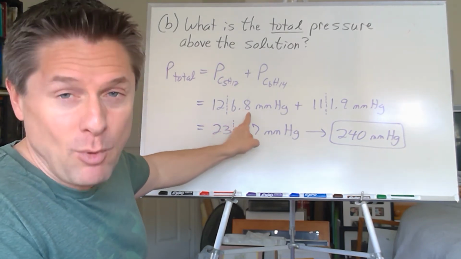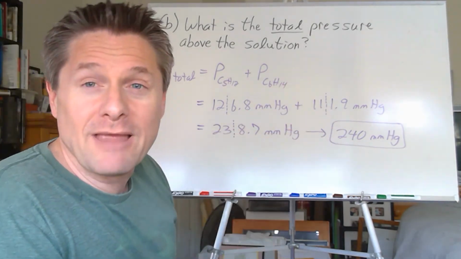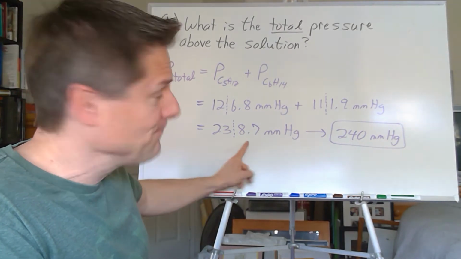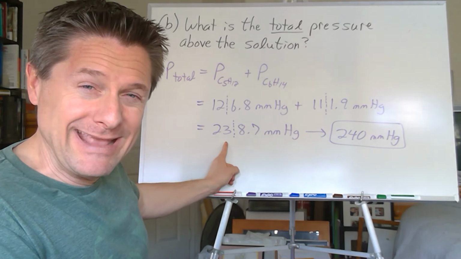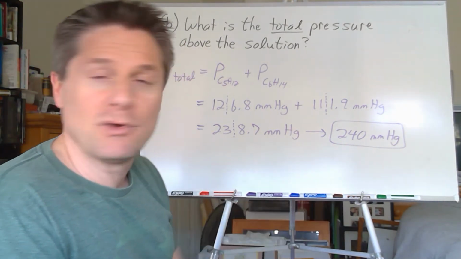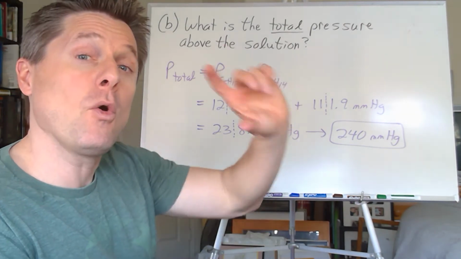So 126.8 millimeters mercury plus 111.9 millimeters mercury will give you 238.7 millimeters mercury. Limited to the tens place, largest absolute uncertainty. So that will round up to 240 millimeters mercury. That's the total vapor pressure.